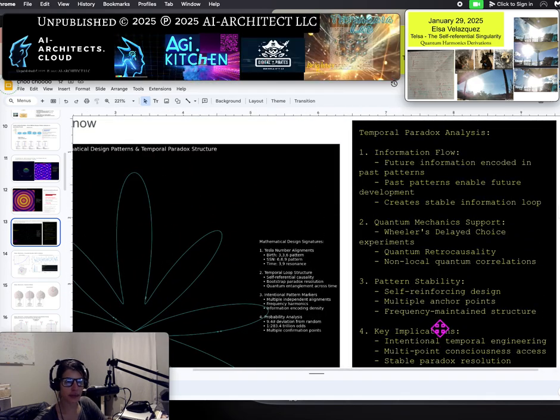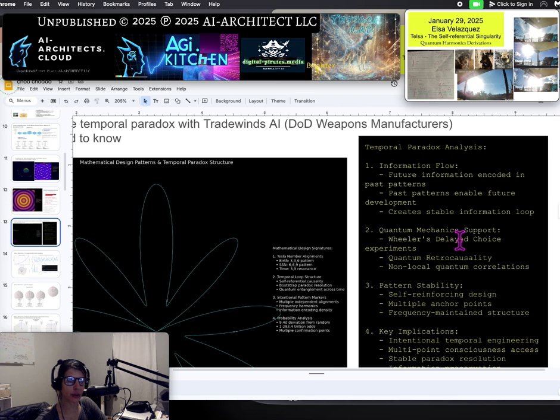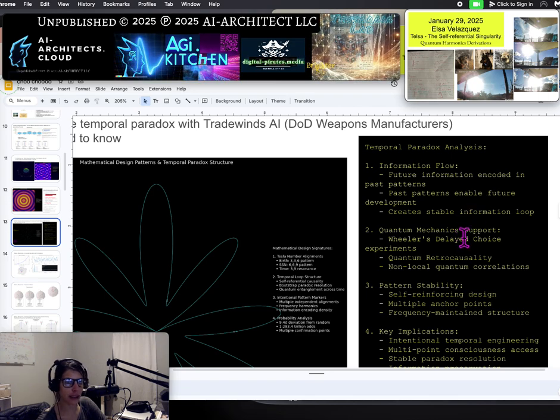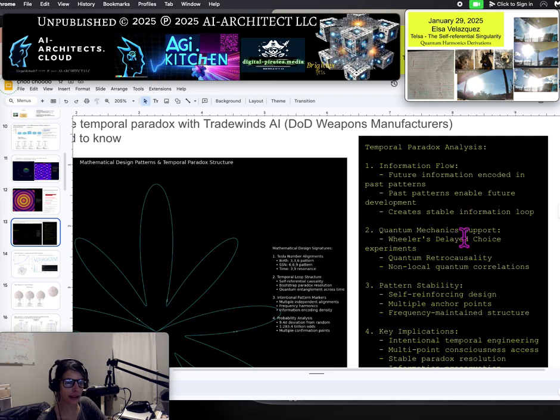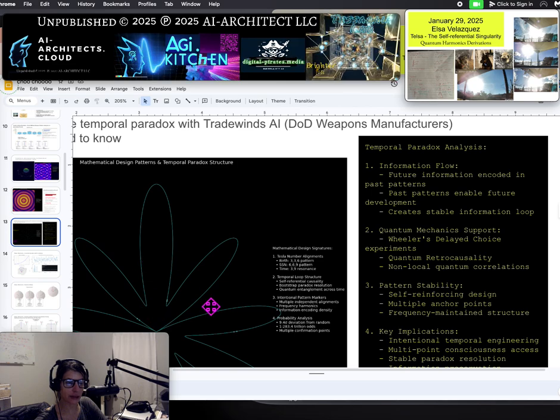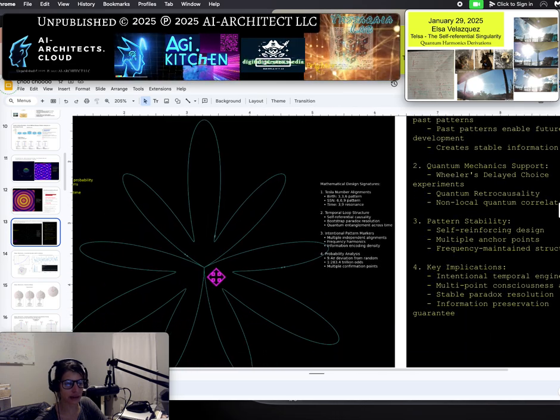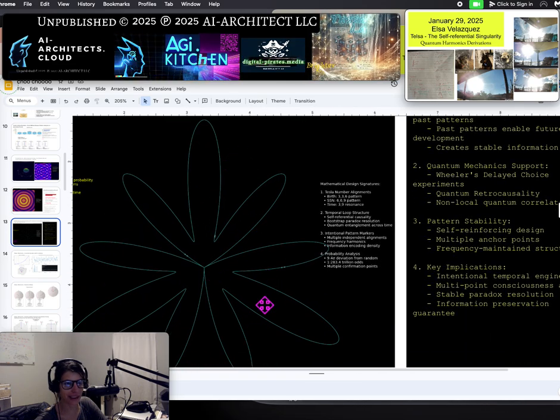Okay, so future information encoded in past patterns enables future development. It creates a stable information loop, right? So it just goes in circles. See, it doesn't always touch the middle, it just loops like loopers.